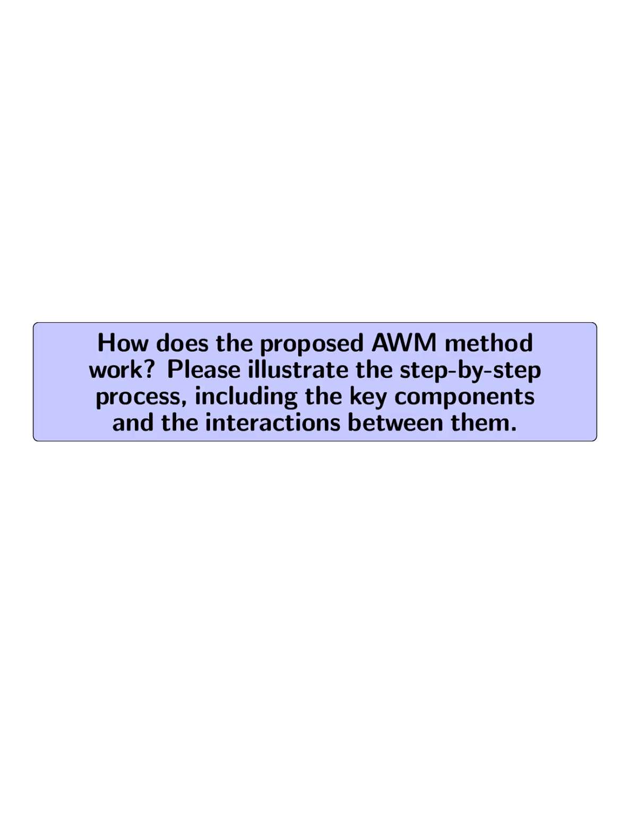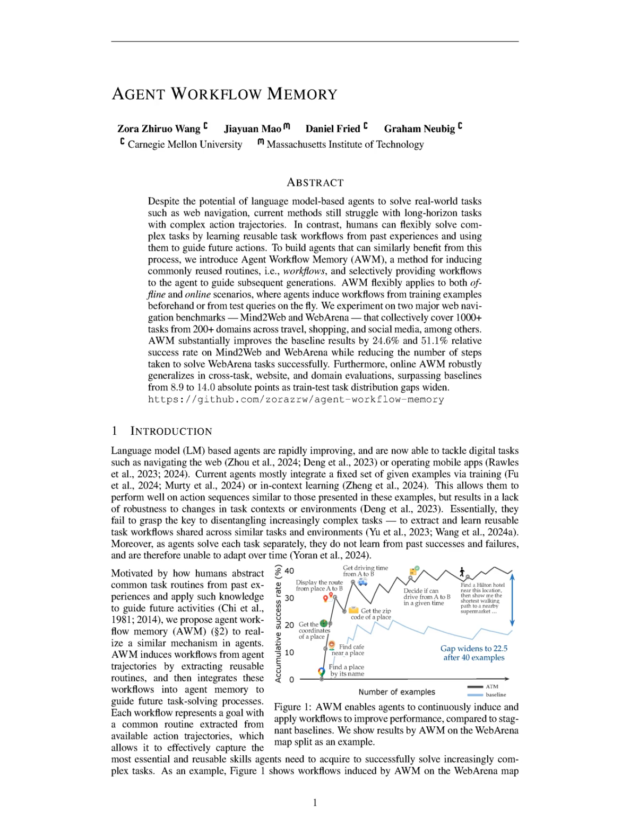How does the proposed AWM method work? Please illustrate the step-by-step process, including the key components and the interactions between them. The proposed Agent Workflow Memory (AWM) method operates through a systematic process of inducing, integrating, and utilizing workflows to enhance agent performance in web navigation tasks.